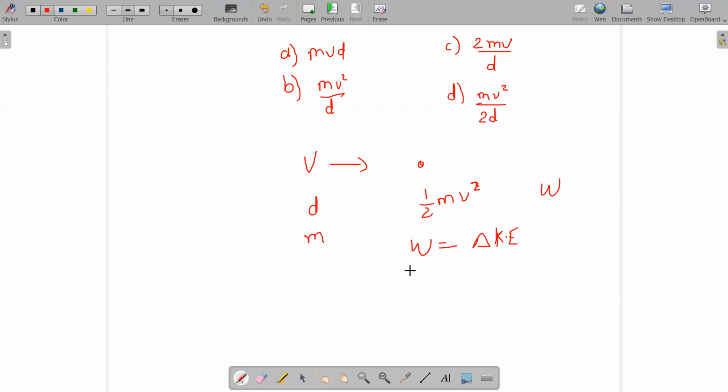Same formula. Sir, but there'll be minus W, no, sir? That depends. If we are considering work done by the person, then it is right. Otherwise, it will change. Minus W, sir. Yeah, minus W will get minus mv square by 2d. That depends, right? What is the question mentioning here? It says the horizontal force exerted on the ball by his hand.